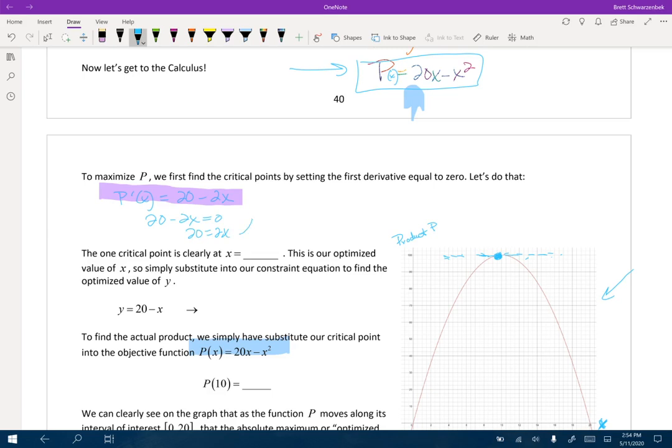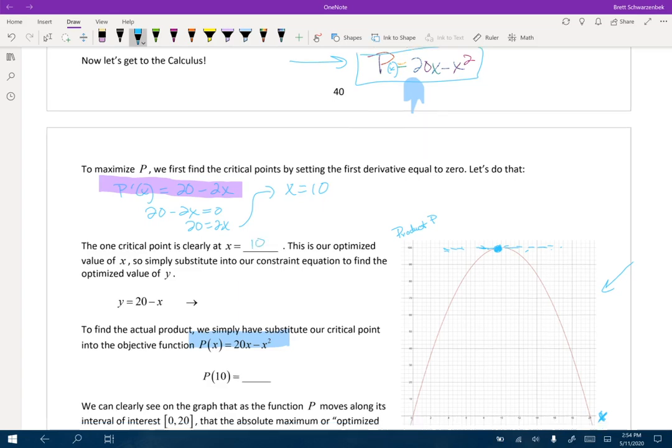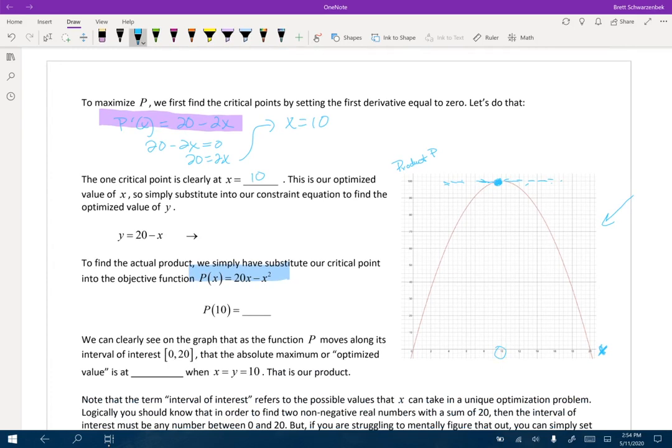And get x is equal to 10. Okay, so what did we just find? This is essentially our critical point right here. But it also is the first number. It's the optimized value of x. So our first number in order to create our product is 10.